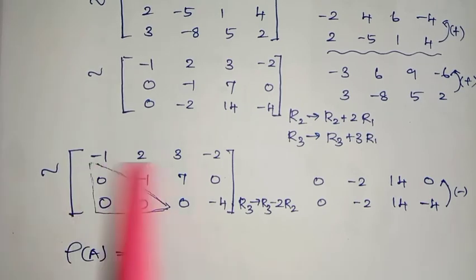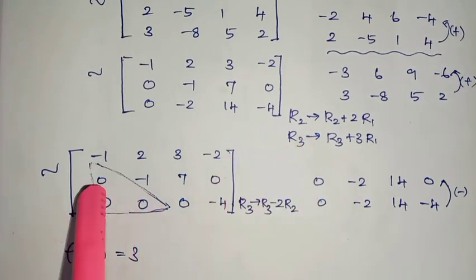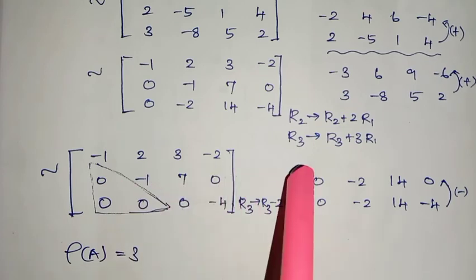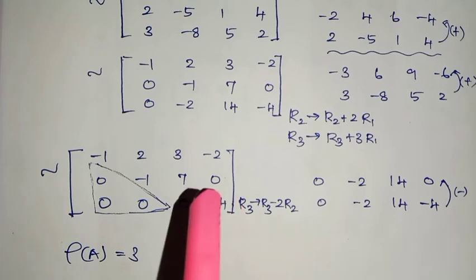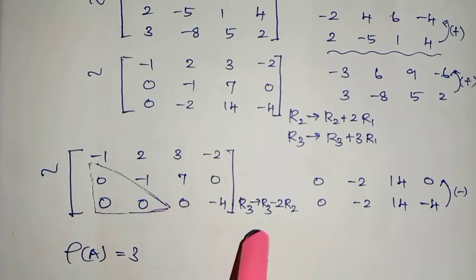Now you check it. First row, it doesn't vanish. Second row, 2 elements are there, doesn't vanish. Third row, minus 4 is there. Suppose it is 0, it is vanished. So 3 rows are there, it doesn't vanish. So the rank of the matrix A is 3.